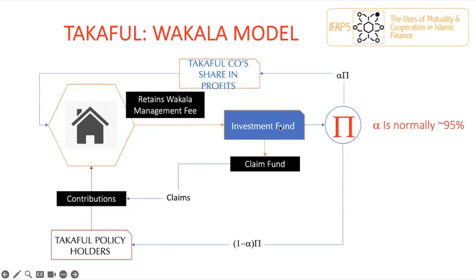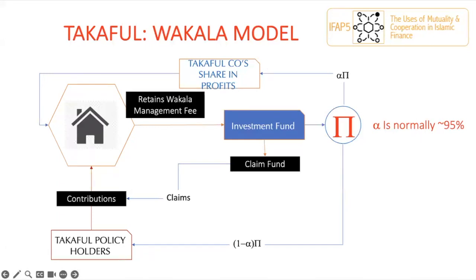The rest of the money goes into an investment fund, and part of this money is actually retained as cash, which could be used as a claim fund. The investments generate money. Part of this goes to takaful policyholders, and another part is retained by the takaful company and goes to its shareholders. Now, the way this profit sharing ratio is determined, a major bulk of the profit that goes to the takaful company, normally it's about 95%.